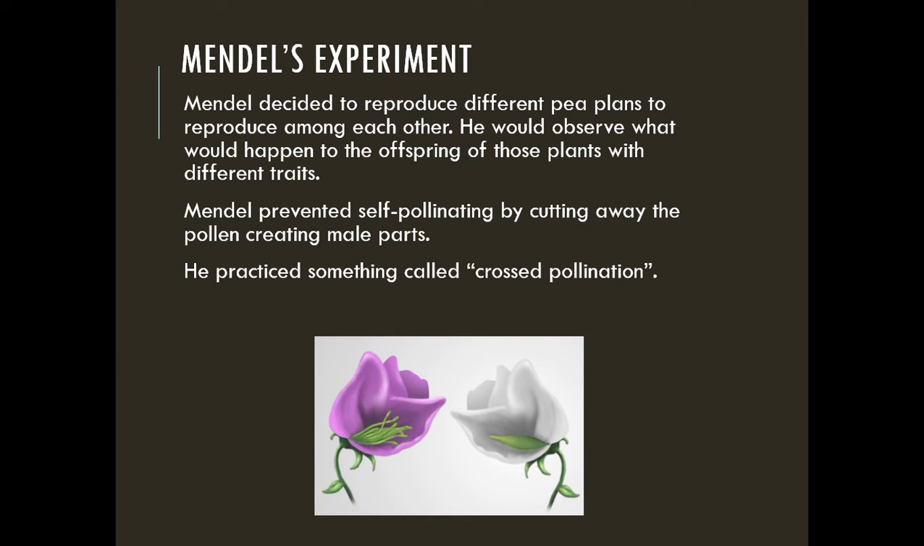And he practiced something called cross-pollination. Cross-pollination is basically when we take the male sperm from one plant and insert it into the ovary of a different one. So in this case, they are going to be crossing each other's genes and they're going to have an offspring of their own. And seeds were created and he studied their results.